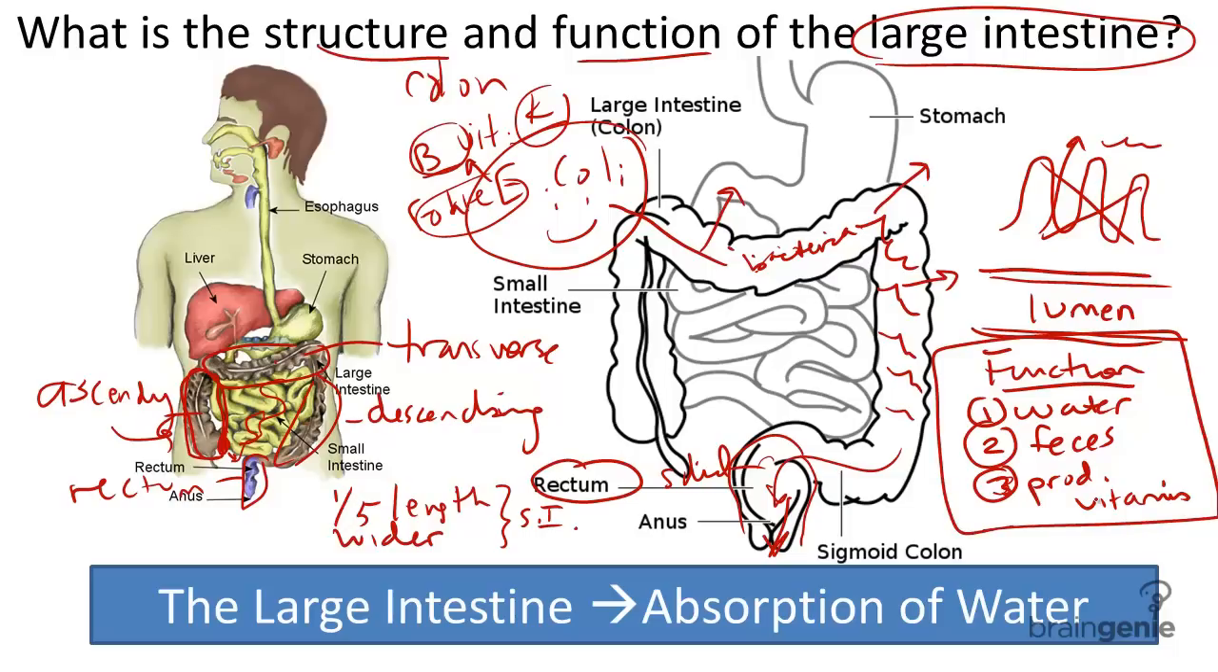So a few things to remember. The large intestine is wider, not longer, than the small intestine. It reabsorbs water into the body, and it eliminates feces and produces some vitamins. Check out our other videos on the kidneys to learn more about reabsorption of water.